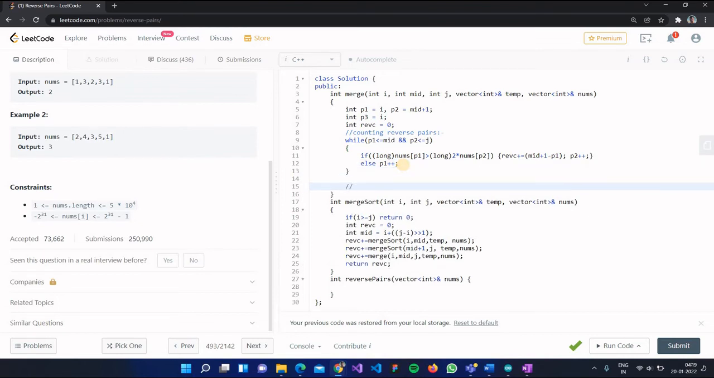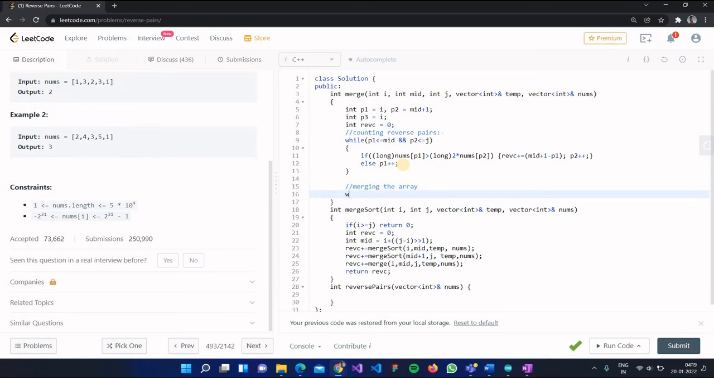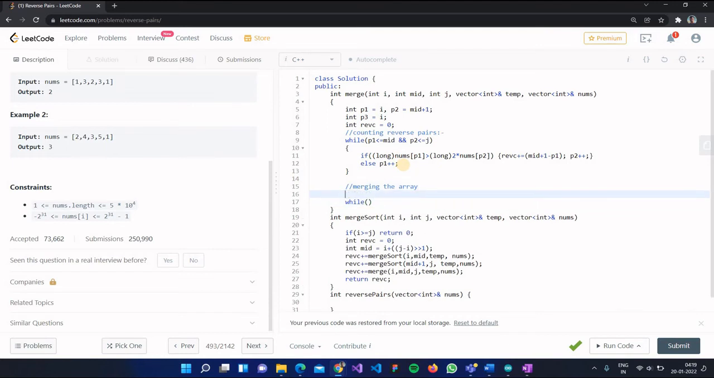Now after counting the reverse pairs, as I said, the merge sort algorithm will totally appear in this question too. So we'll have to merge the array, so that while combining two sorted arrays at every step, we can count the number of reverse pairs. In order to do that, we'll also have to merge the two sorted arrays at every step. So now we are going to come into the merging part, merging into a single sorted array.